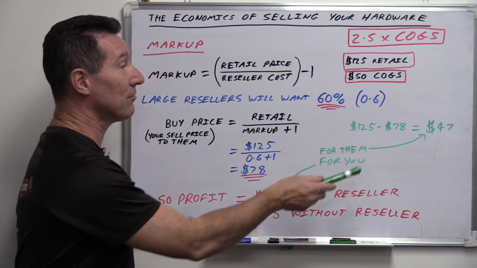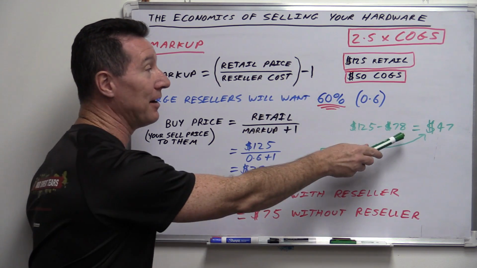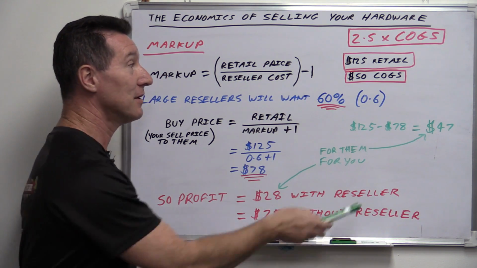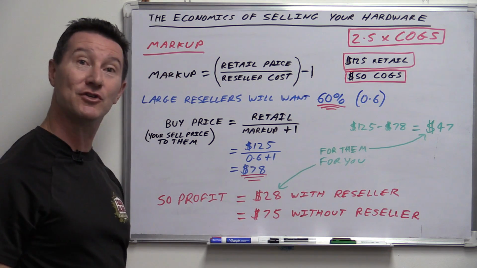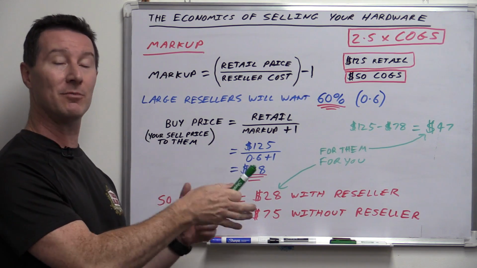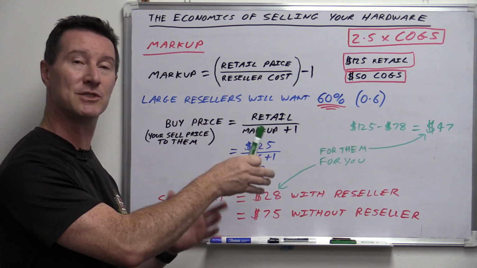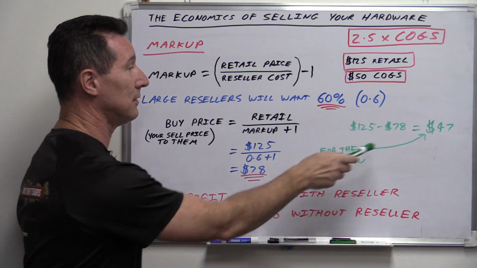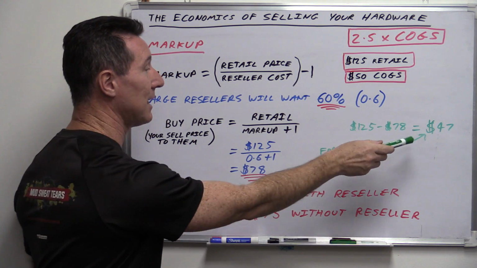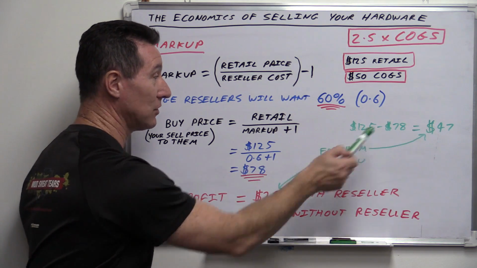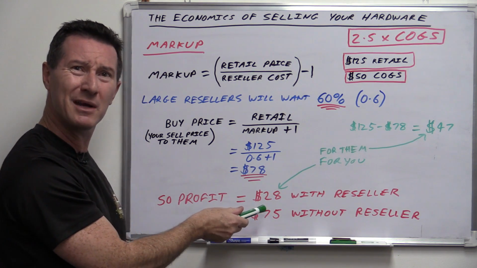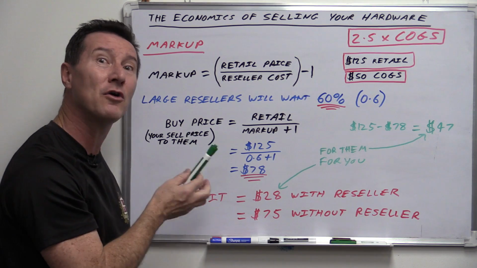So if the reseller is selling it for $125 and they're buying it from you for $78, they're making $47 per unit. That's assuming that they sell it direct themselves and not through one of their further distributors down the chain. So they're making $47 profit per unit. You're only making $28 profit per unit. Not so good, is it?